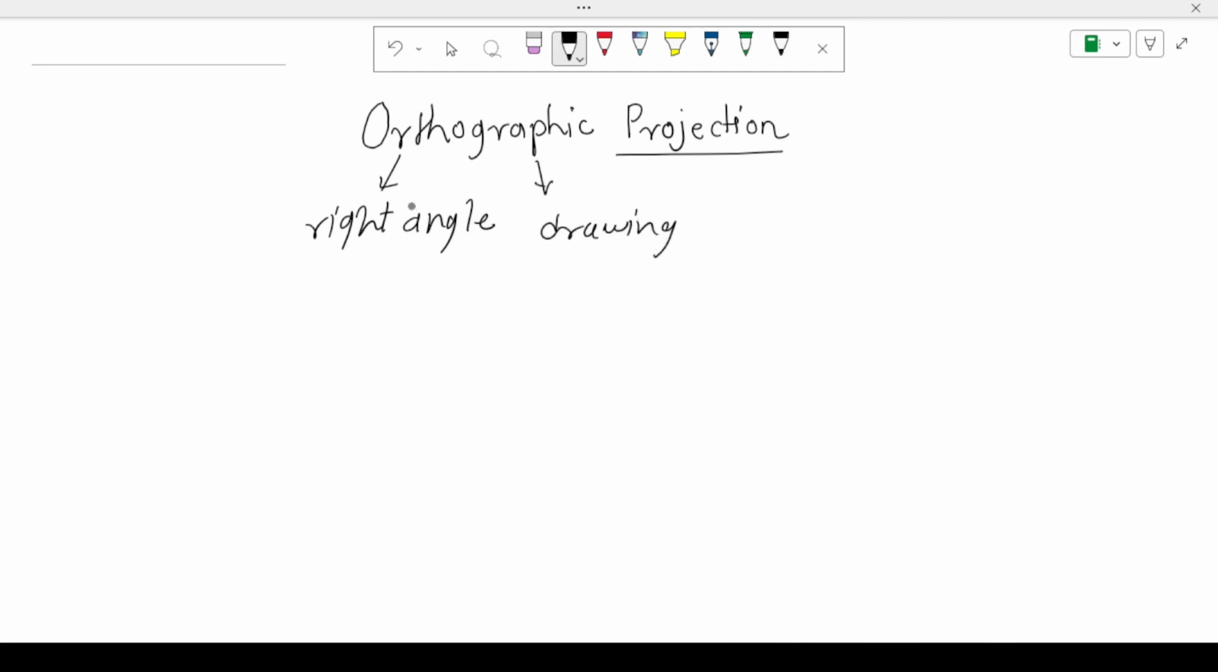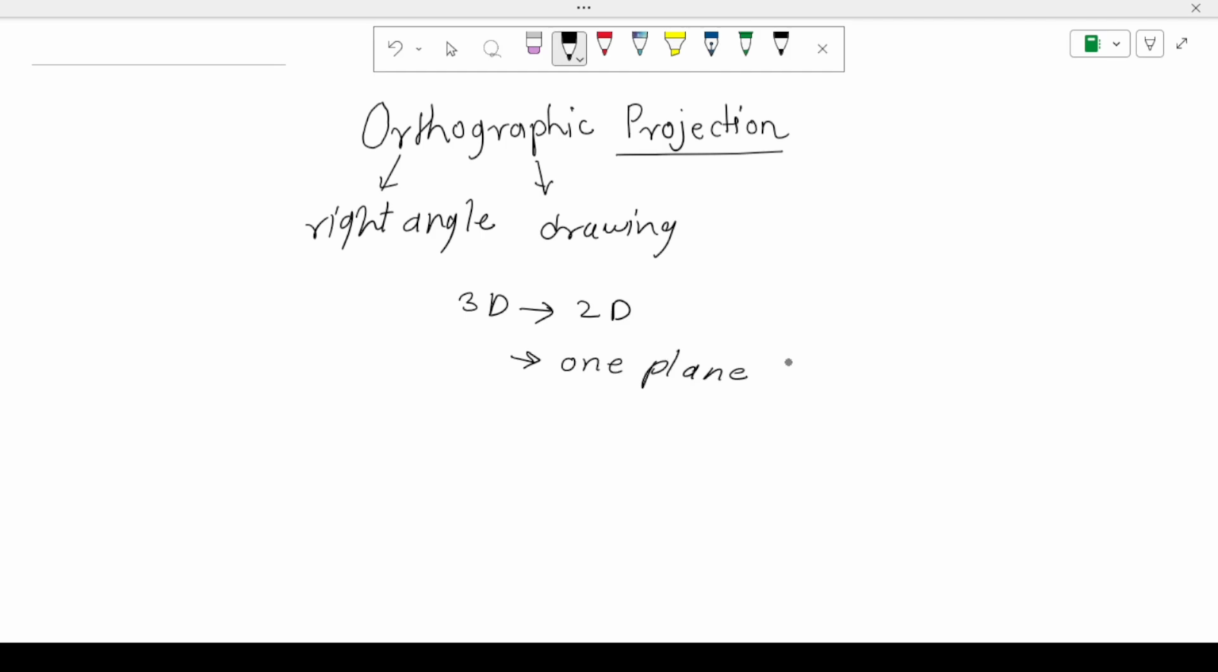Okay. So ortho means a right angle, means whatever views we draw in orthographic projection, all are perpendicular or at a right angle to each other. And in orthographic projection, we are converting the three-dimensional drawing into a two-dimensional drawing. Two-dimensional drawing means we are converting a three-dimensional object on one plane. Okay, so that is what orthographic projection is.